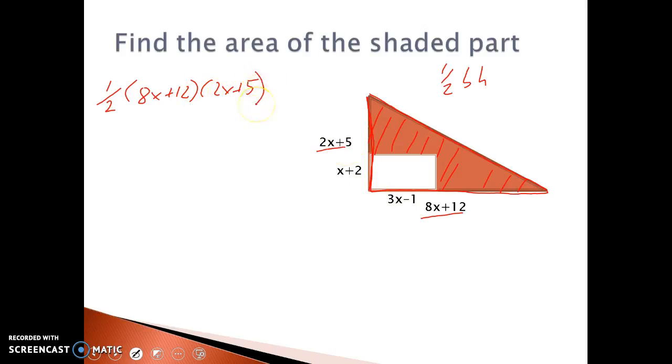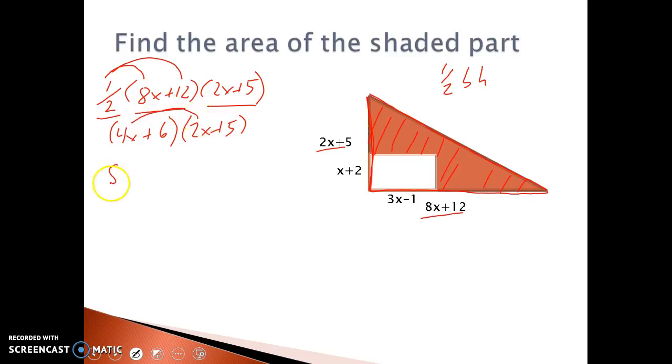So I'm going to multiply these three things together first, and it doesn't matter what I multiply together first. I have three things here. I have the 1/2, I have the 8x plus 12, and I have the 2x plus 5. I can multiply the 8x plus 12 times the 2x plus 5 and get that answer and times it by 1/2. Or what I'm going to do is multiply the 1/2 out first. 1/2 times 8x is 4x, and 1/2 times 12 is 6. And there's my answer when I multiply those two factors out, and then I would multiply that by 2x plus 5.